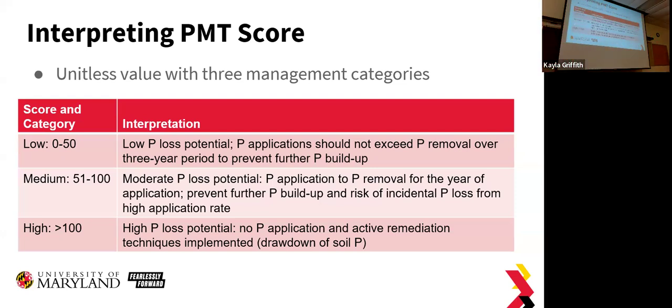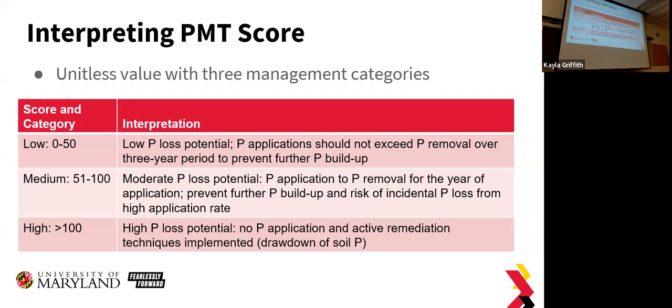When you jump up and you're into the medium category, now we're starting to get a little bit more worried. You've got a slightly higher risk of losing P, all right? Let's not apply more than what your P removal for the year is, all right? We don't want to risk that situation where you're putting out manure, maybe more than needs to be out there, and it gets rained on, and you've got that runoff loss. Or if you're in a ditch-drained area, you could be creeping up on that saturated soil, all right? So medium category is where we're like, all right, let's start toning it down a little bit, all right?